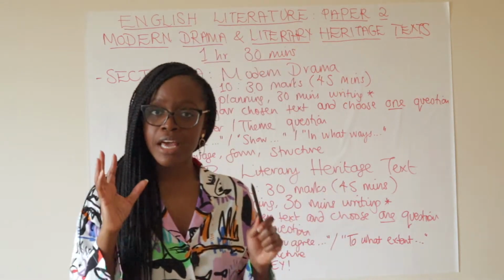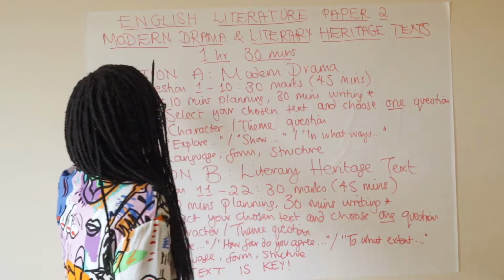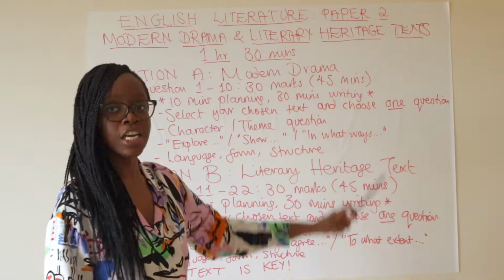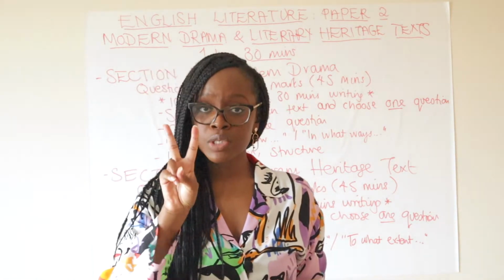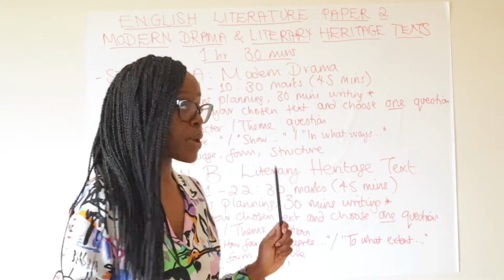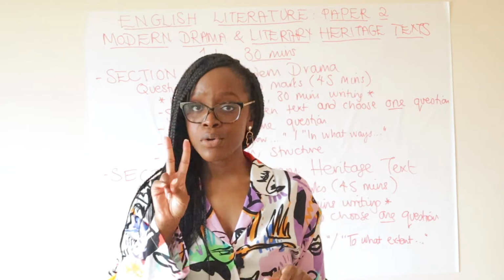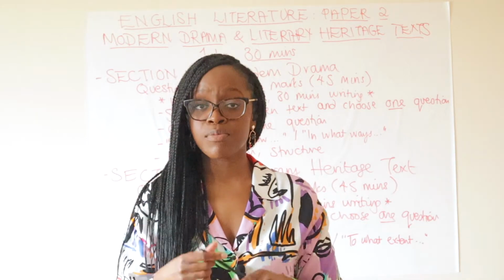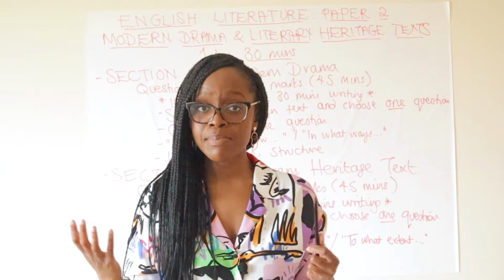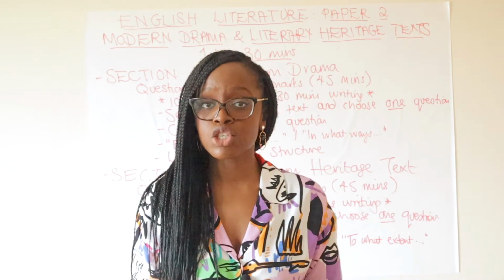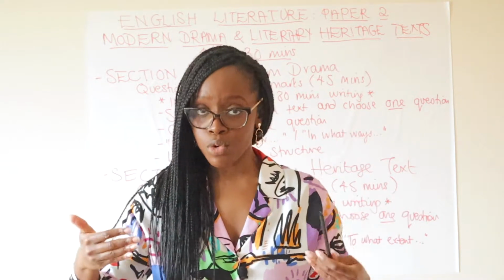Now, bear in mind that the English Literature Paper 2 is known as the Modern Drama and Literary Heritage Texts paper, okay? It's split into two sections. In total, the paper is 1 hour and 30 minutes long. However, given both sections are equally weighted, because both sections are worth 30 marks each, I would suggest simply splitting this 1 hour 30 minutes into 45 minutes each. So just give it equal time and then plan accordingly, okay?